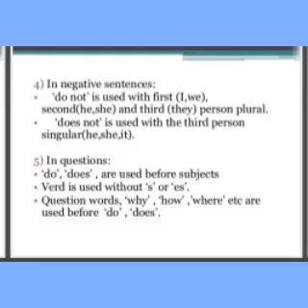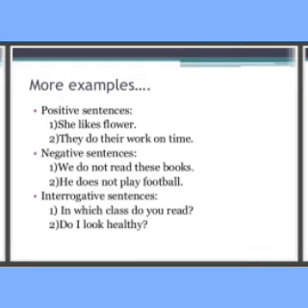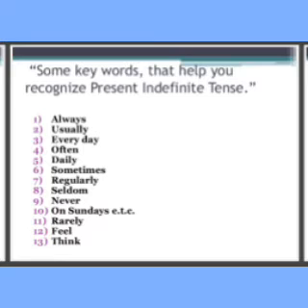Let us see some examples. Children, here are the three kinds of sentences and the use of the simple present tense in each of them. In the positive sentence, she likes flowers. They do their work on time. Negative sentences: we do not read these books. He does not play football. Interrogative sentences, that are question sentences: in which class do you read? Do I look healthy? Children, now here are some keywords that will help you recognize present indefinite or simple present tense in a sentence.